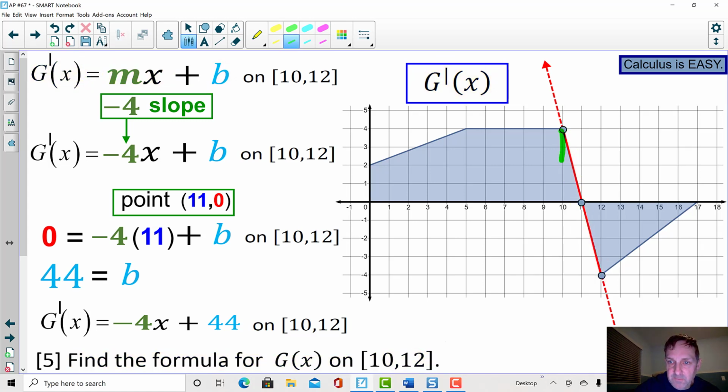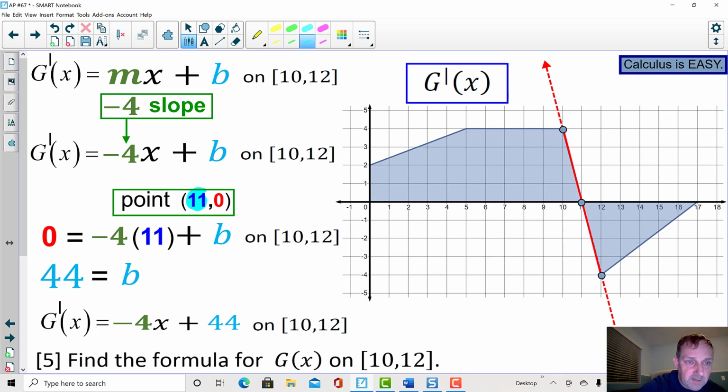Now you can actually count the slope. The slope goes down 4 and right 1, so the slope is going to be -4. We can just plug that in right now, and then we'll just need to find the b. In order to find the b, we're going to have to plug in a point somewhere on the interval from 10 to 12. So I'm going to plug in the point 11, 0, and then I'm going to be able to solve for the b.